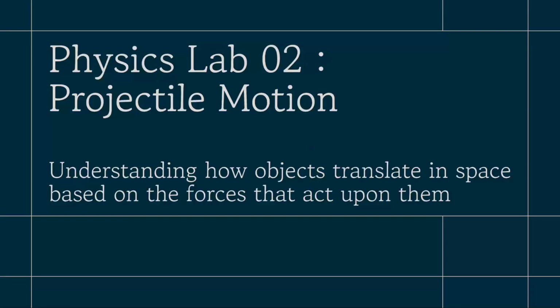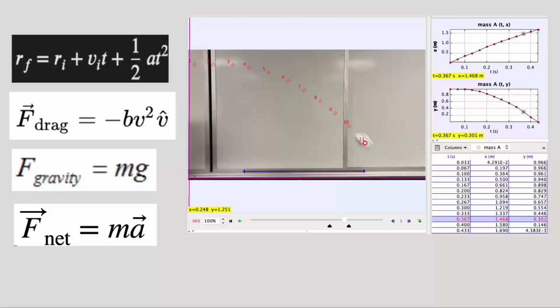Today we're going to be discussing Physics Lab 02, Projectile Motion, for Physics 2211. The main objective of this lab is to understand how objects translate in space based on the forces that act upon them. Okay, so on the right you can see our tracker setup.